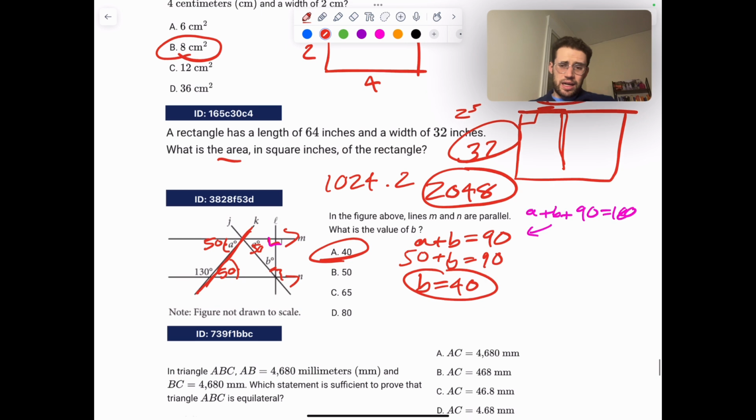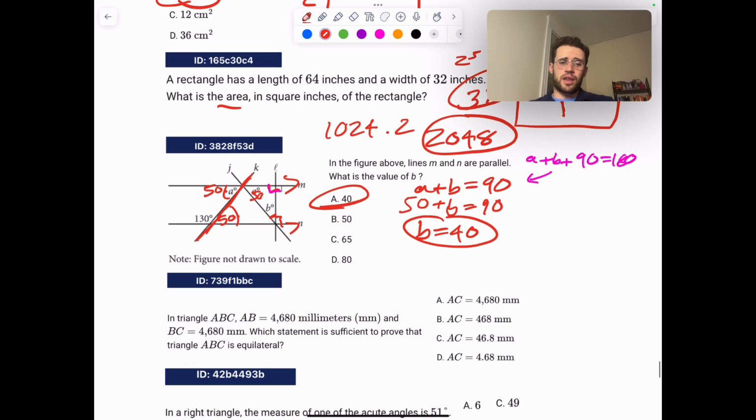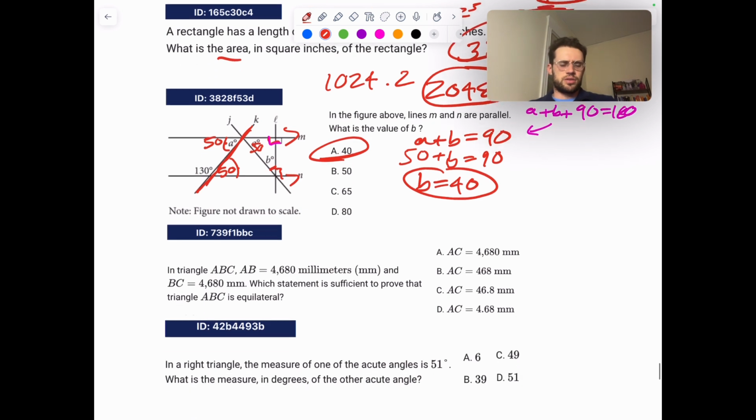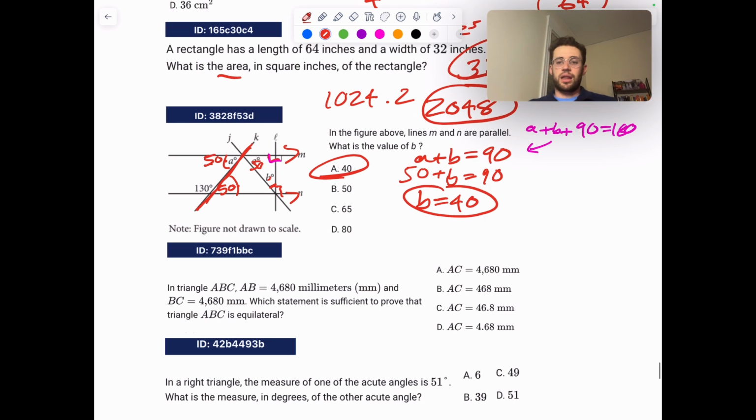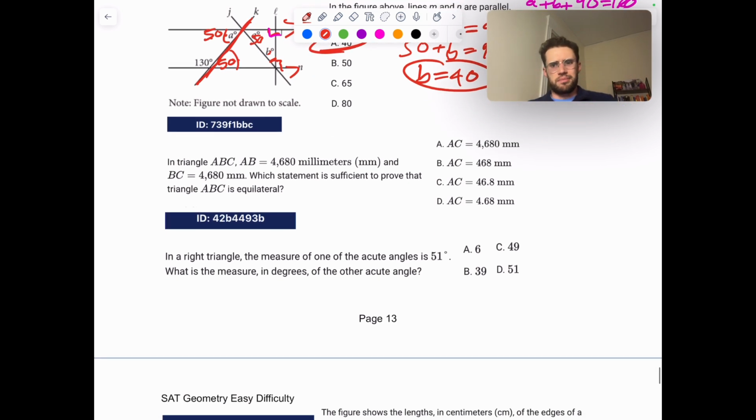This one might be one of the few on here that involves a couple of different concepts put together. It's still pretty easy, but you have to keep track of alternate interior angles being the same. You have to keep track of the angles in a triangle adding up to 180 degrees, and this linear pair to get that 50. So there's three different things in this one question. None of them are super difficult, but that is probably why this one might be on the more challenging side of the easy questions.